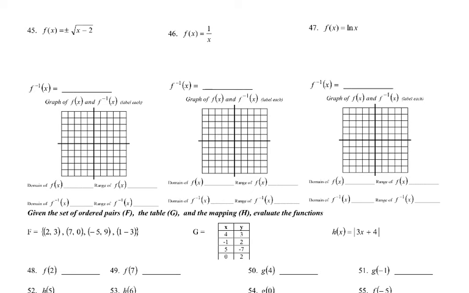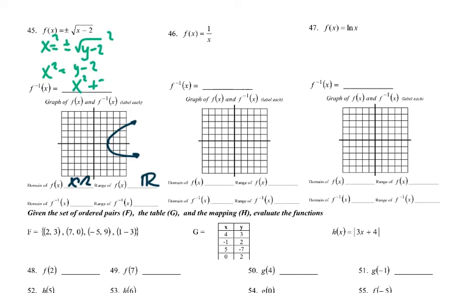Plus or minus square root of x minus 2. Now I'm going to go right 2. So this is domain of greater than or equal to 2 and all real numbers. If I switch that one, x is plus or minus square root of y minus 2. So if I square both sides, x squared equals y minus 2. So this is x squared plus 2.